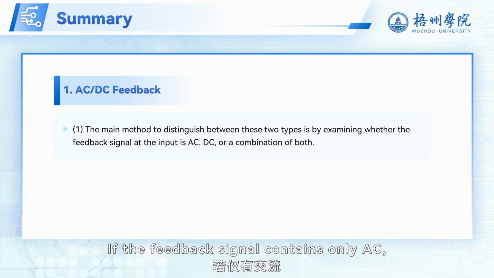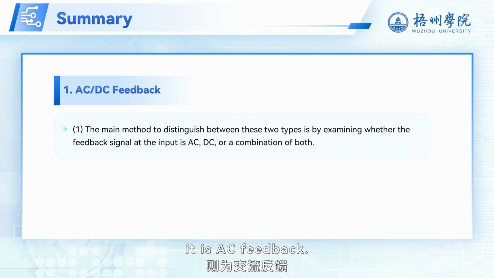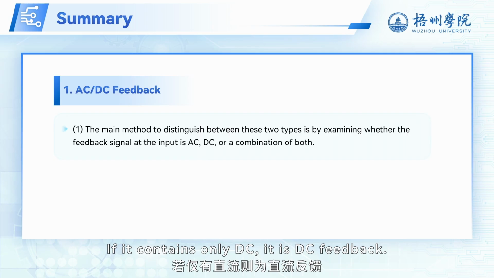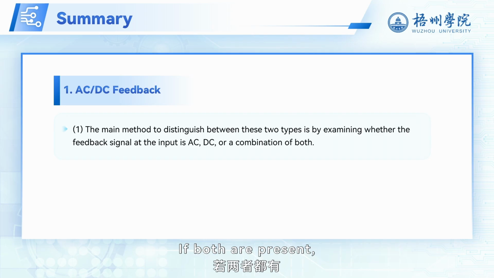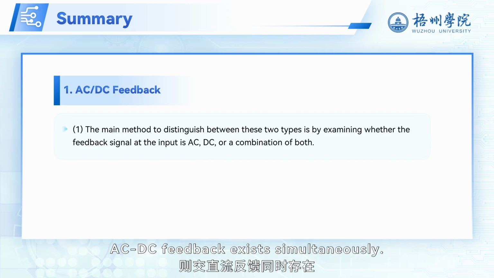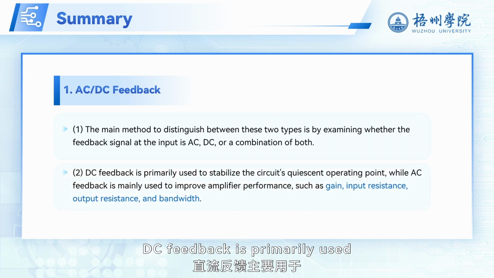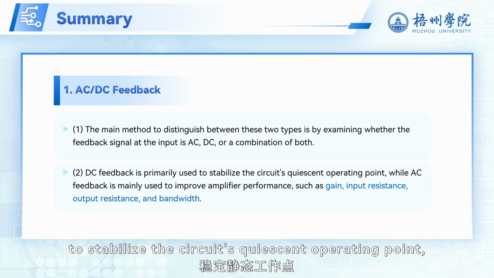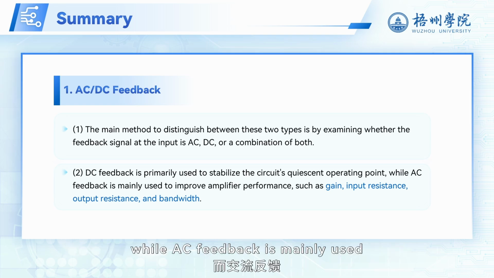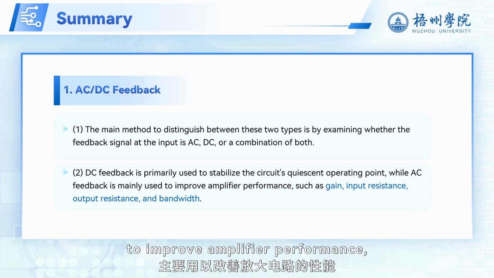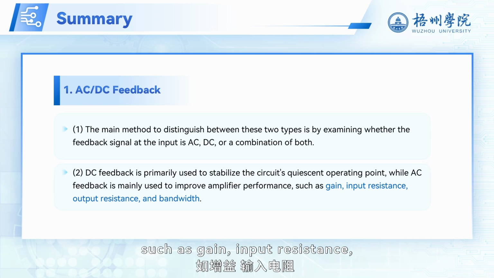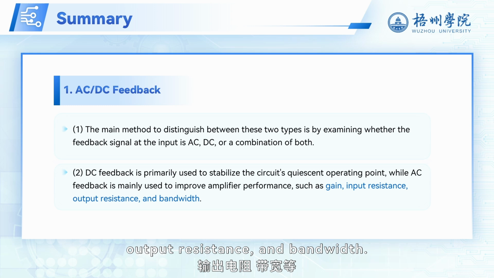If the feedback signal contains only AC, it is AC feedback. If it contains only DC, it is DC feedback. If both are present, AC-DC feedback exists simultaneously. DC feedback is primarily used to stabilize the circuit's quiescent operating point, while AC feedback is mainly used to improve amplifier performance, such as gain, input resistance, output resistance, and bandwidth.